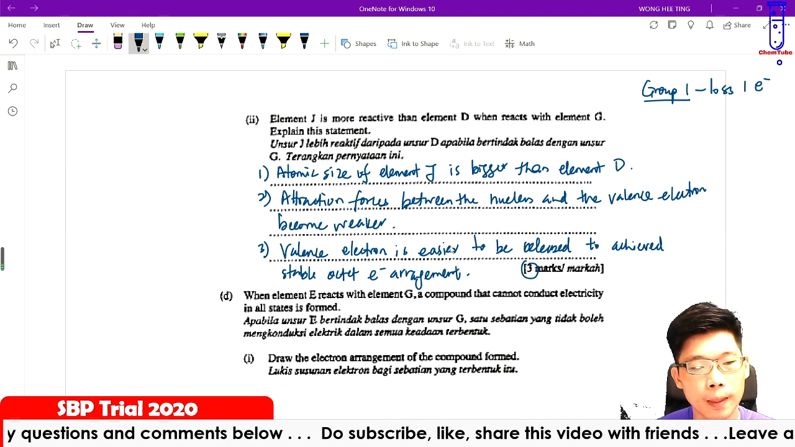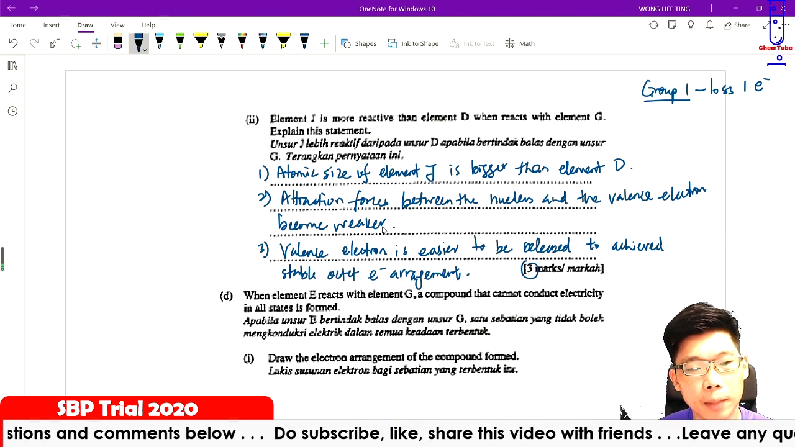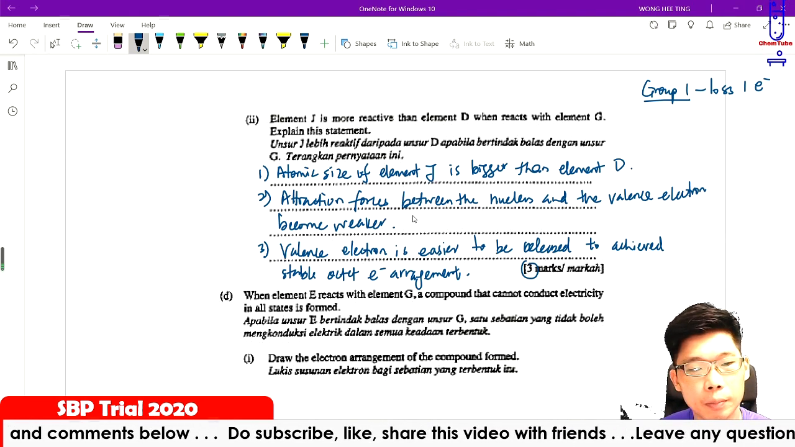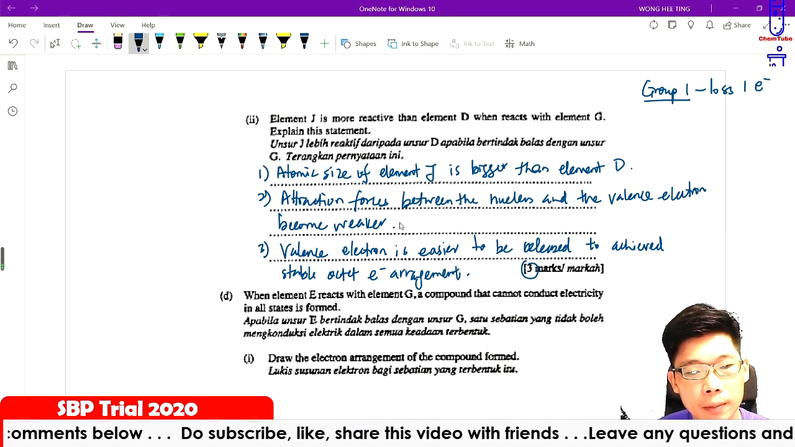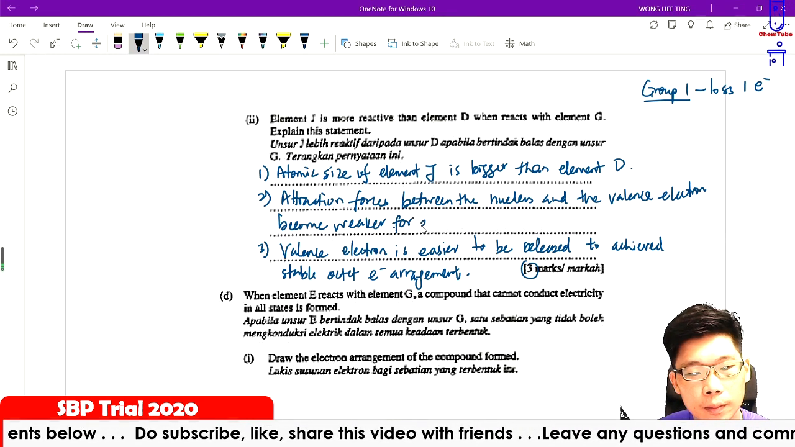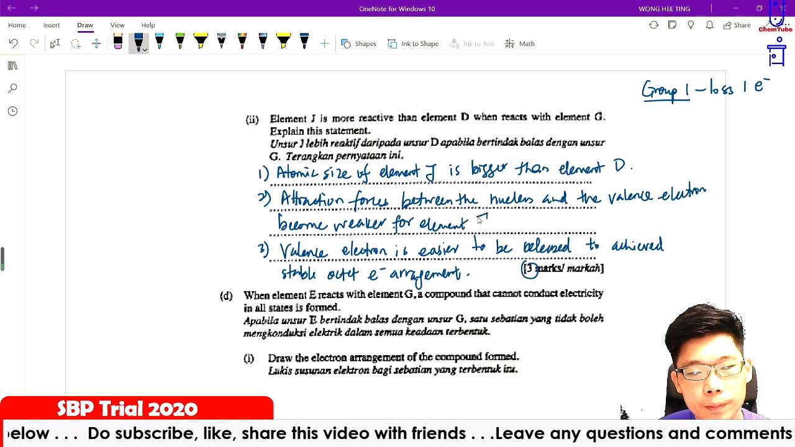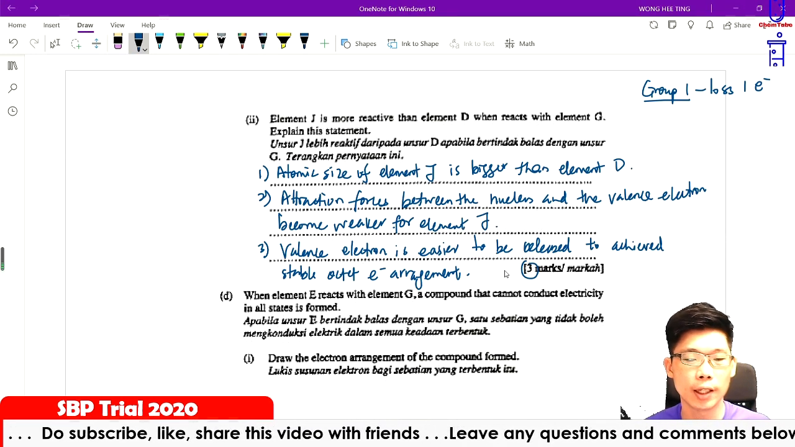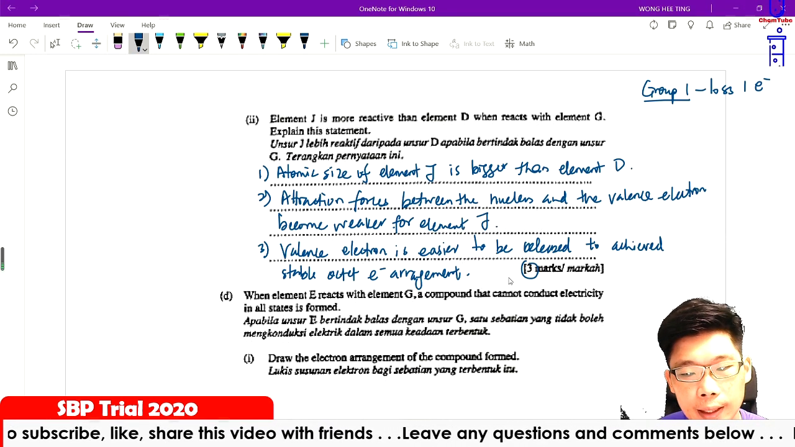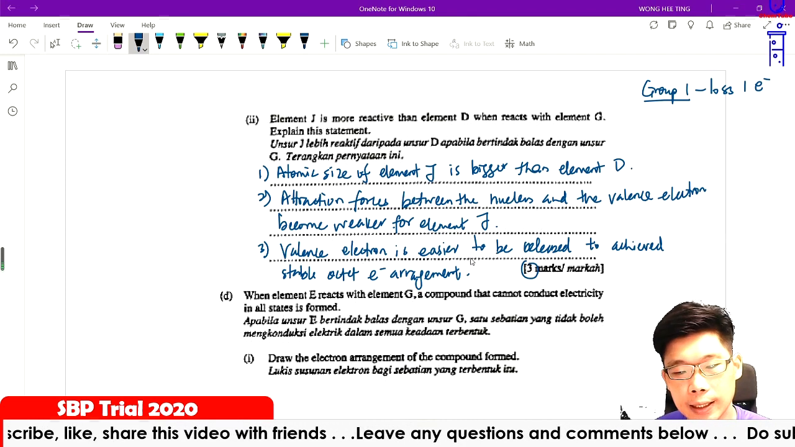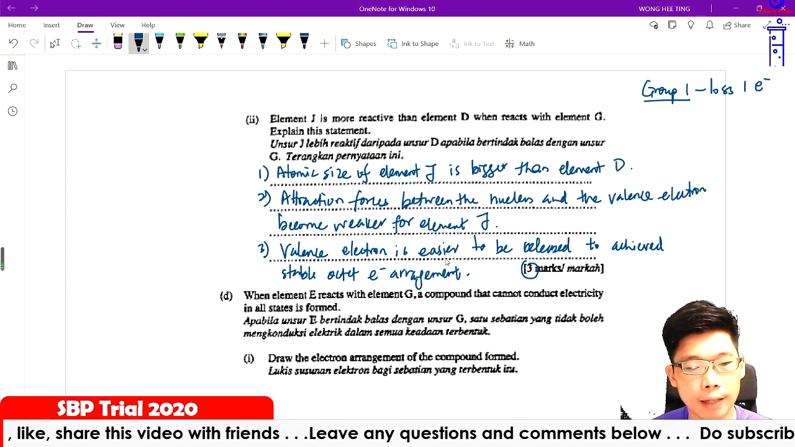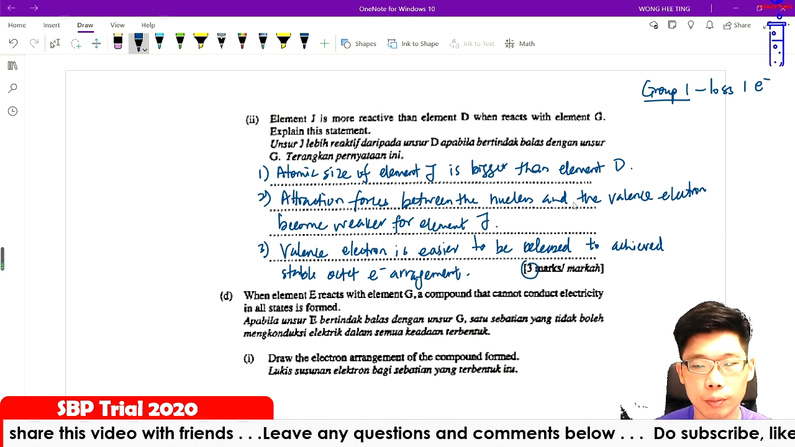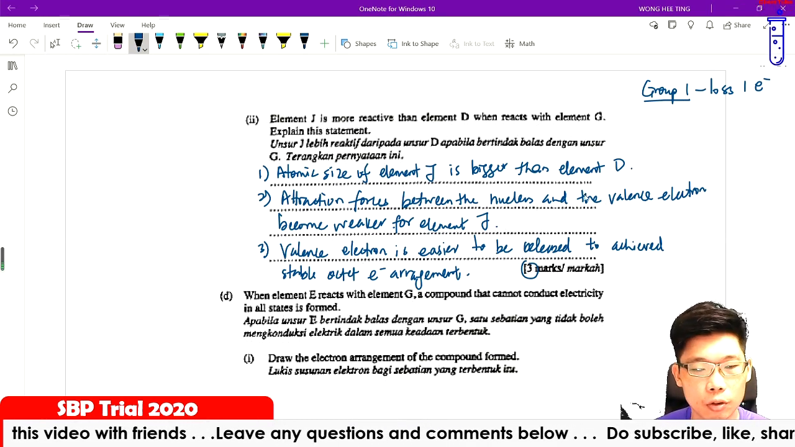Okay, so here you mentioned the attraction force becomes weaker. It is for element J. So that's why J is more reactive, because it can easily release the valence electrons compared to element D. Okay, so 3 marks.